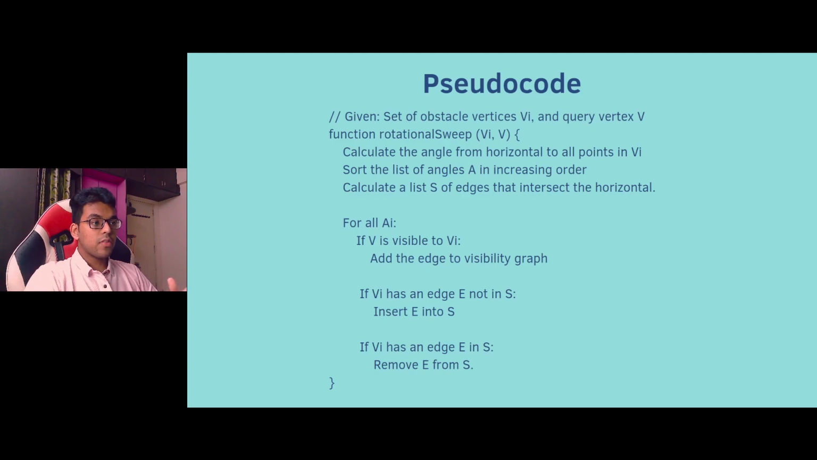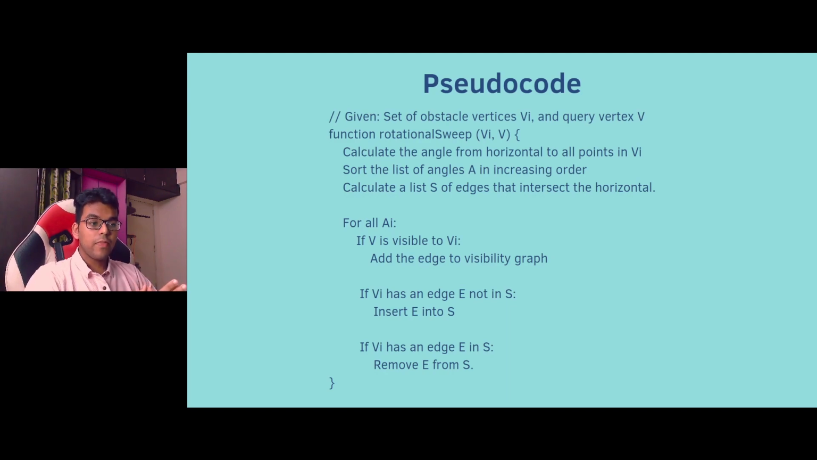This is the pseudocode for the rotational sweep algorithm. Firstly, Vi is the set of obstacle vertices of the polyhedral objects and the query vertex V. We calculate the angle from horizontal to all points in the obstacle vertices. Then we sort the list of angles A in increasing order using an n log n sorting algorithm. Then we calculate a list S of edges that intersect that horizontal.